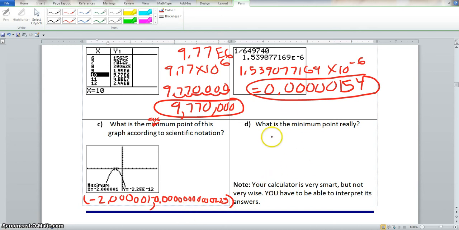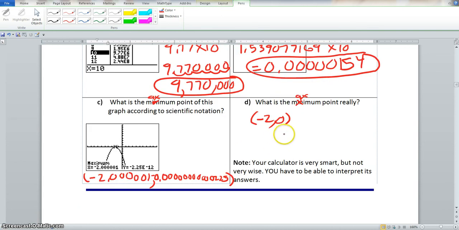Okay, now it says, what is the maximum point really? So we'll make this maximum. The maximum point really would be, if we rounded it, negative 2, 0. Because if we round this, it'll just be 0. Okay, it says, note, your calculator is very smart, but not very wise. You have to be able to interpret its answers. And that is it from this section.